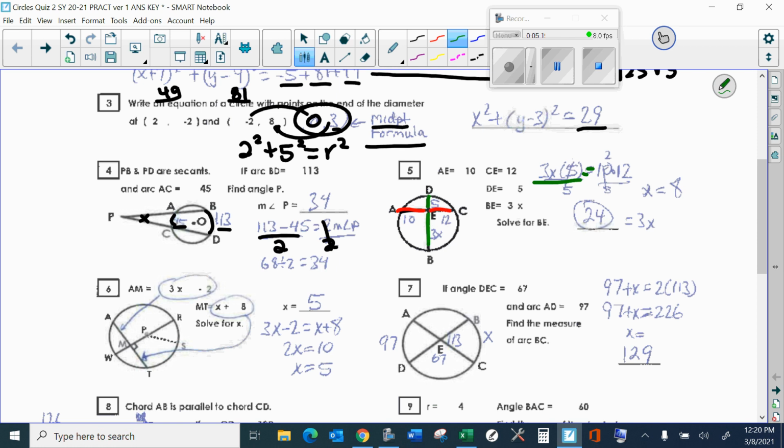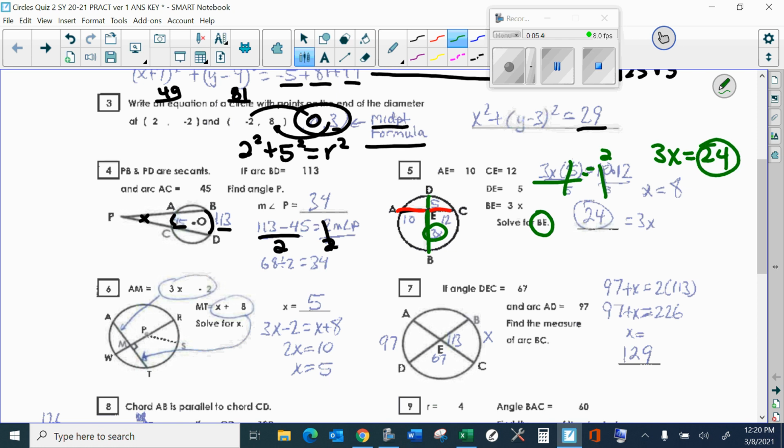So I went ahead and divided by 5, 5 on each side. Instead of multiplying the 3, 5 together to get 15, I see that 5 goes right into 10. So then I have that twice. 2 times 12 is 24. Now, really, I could have stopped right there and said 3x equals 24, because it says solve for the length from B to E. Well, B to E is 3x, and I already know 3x is 24.